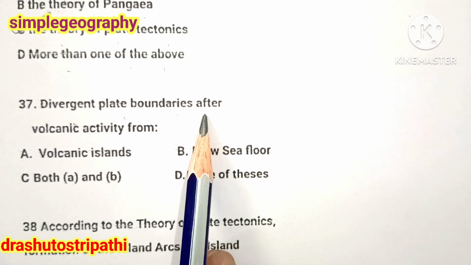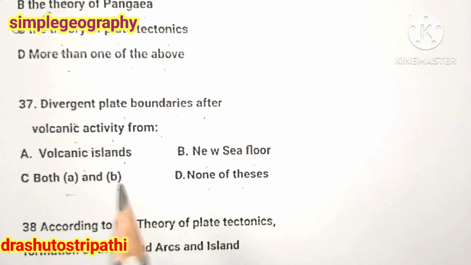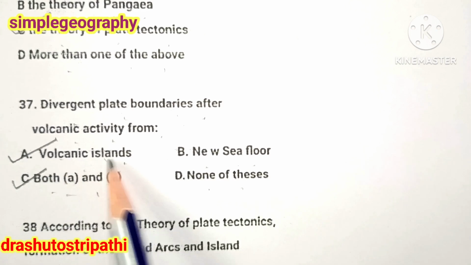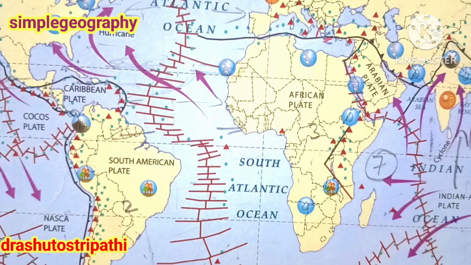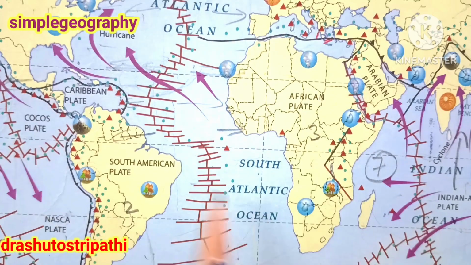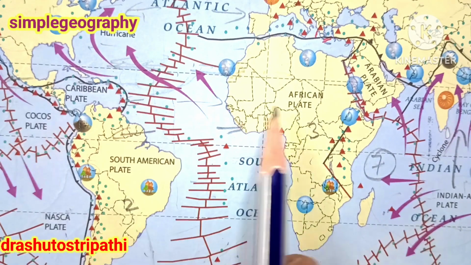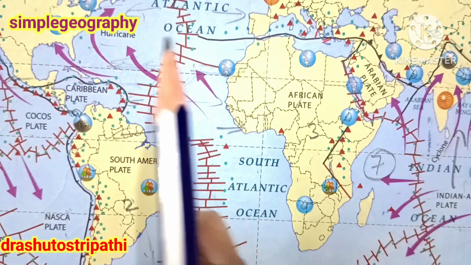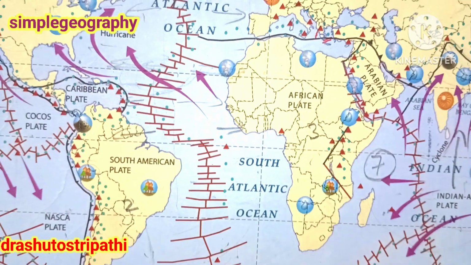Divergent plate boundaries often produce: volcanic activity from volcanic islands, new sea floor, both A and B, none of this. The answer is C, sorry. Both A and B, volcanic islands and the new sea floor, both activities take place. The answer C is the correct one regarding the divergent plate. This is the picture of the divergent plate: South American, North American plate, Eurasian plate and African plate. When the magma comes up, new crust is formed, and a number of volcanic islands are also found.